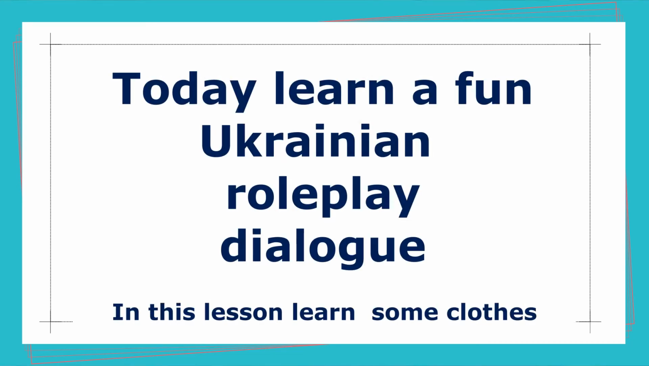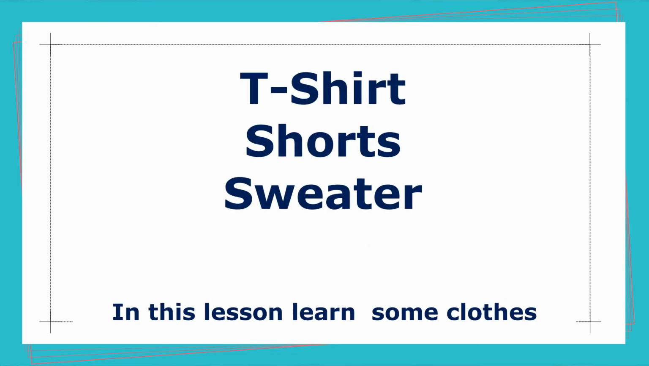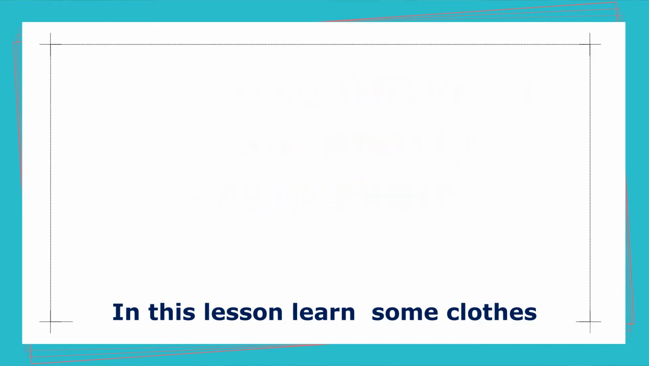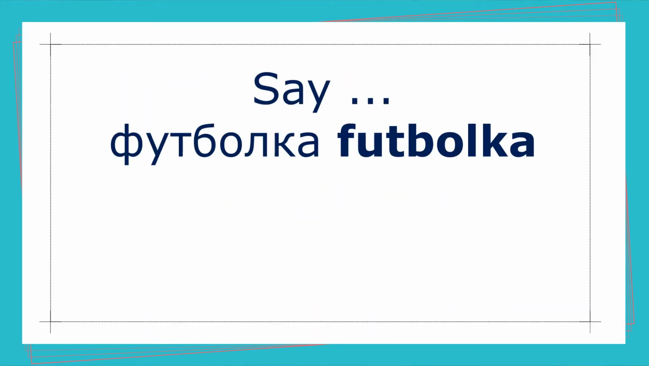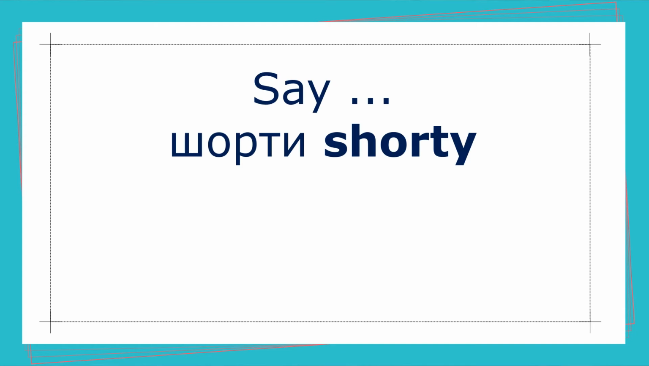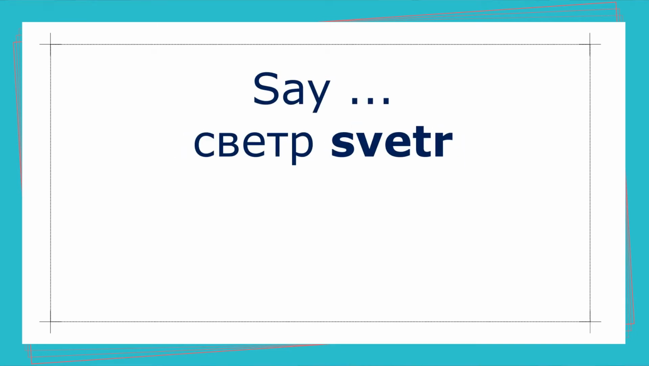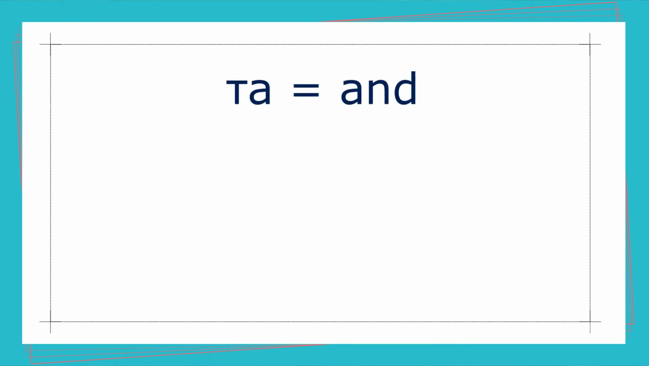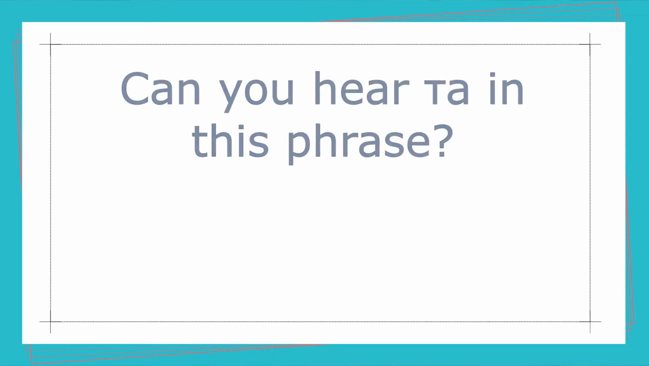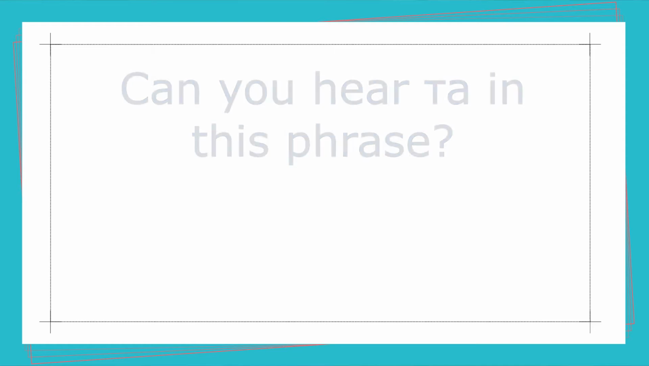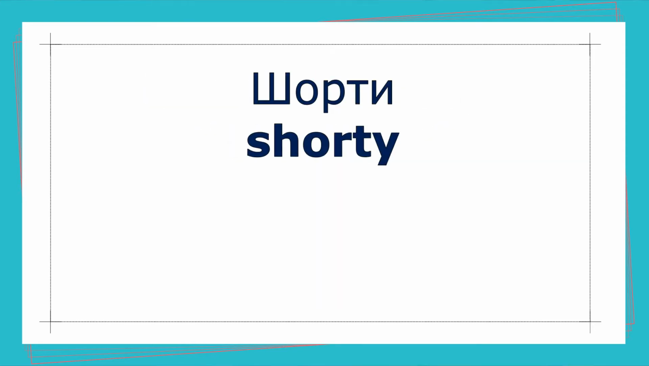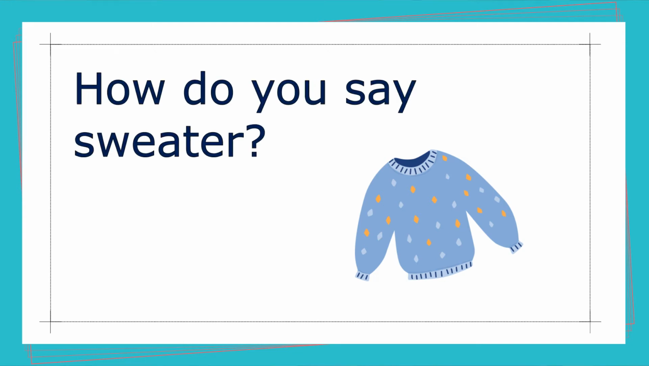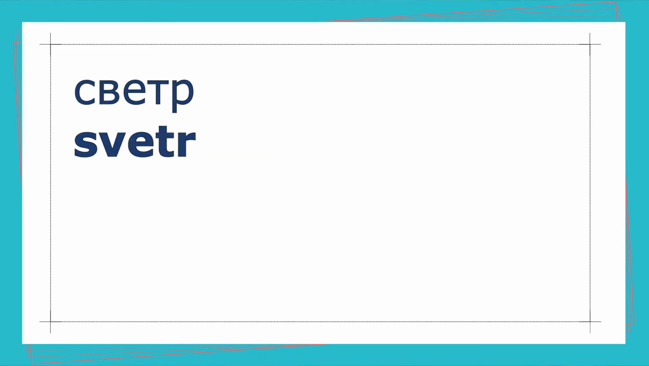First, the vocab. Футболка, шорти та светр. Try saying them. Футболка, шорти, светр. Ta is just a word for and. Футболка, шорти та светр. How do you say shorts? Шорти. The word for sweater: Светр.